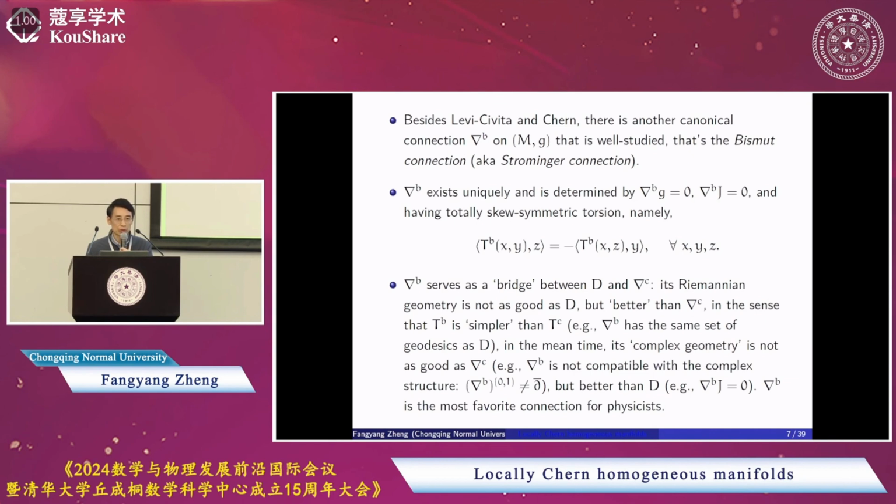In the sense that its Riemannian geometry is not as good as Levi-Civita's because it does have torsion, but better than the Chern connection because the torsion is smaller in some sense. For example, the geodesics coincide with the Riemannian geodesics. On the other hand, its complex property is not as good as Chern's because it is not fully compatible with the whole complex structure. But it's much better than Levi-Civita because at least it's compatible with J.